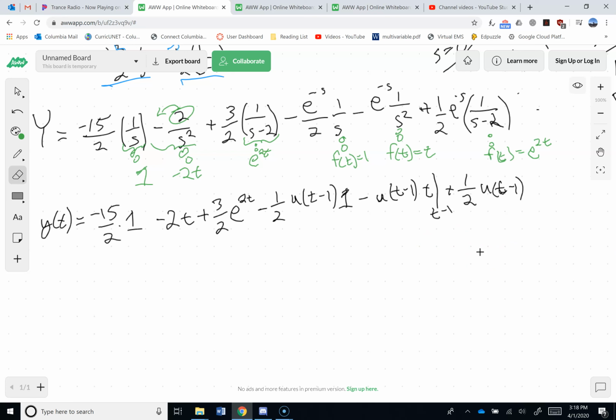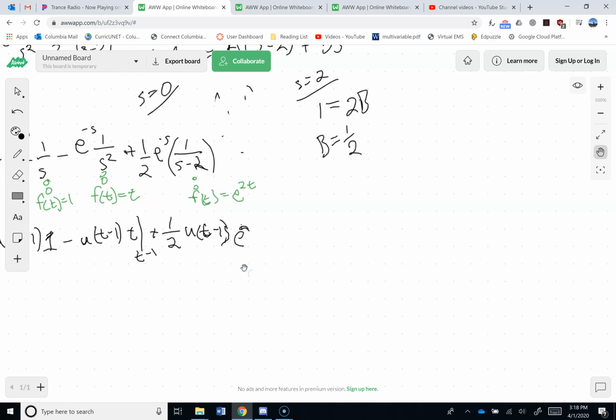So I have, damn it. I have an e to the, drives me insane. I don't know why I can't write on one portion of my screen. Okay, so I have e to the 2t evaluated at t minus 1.